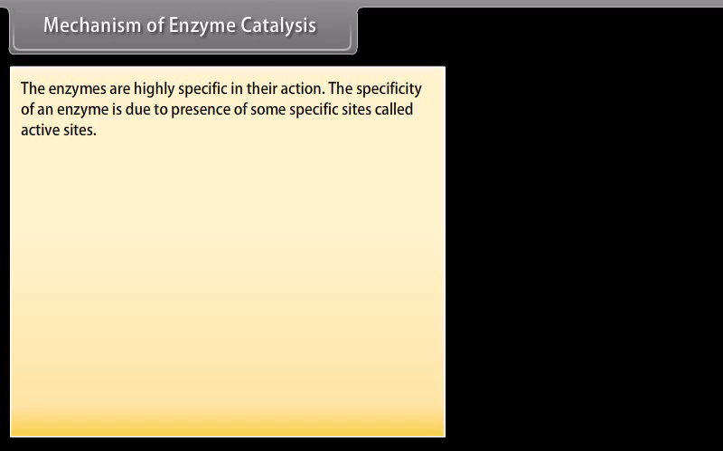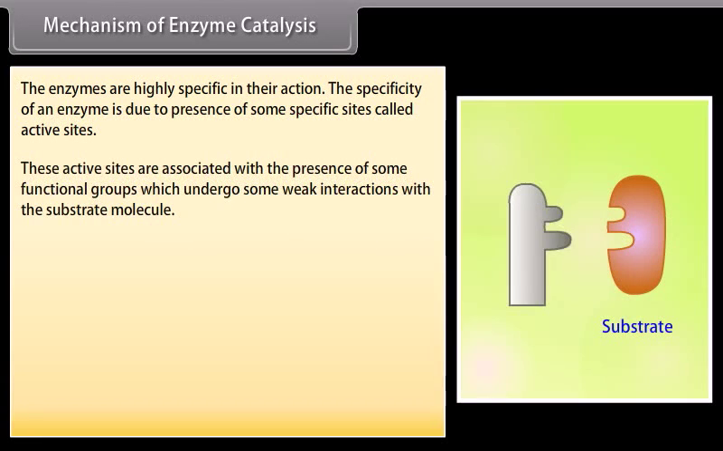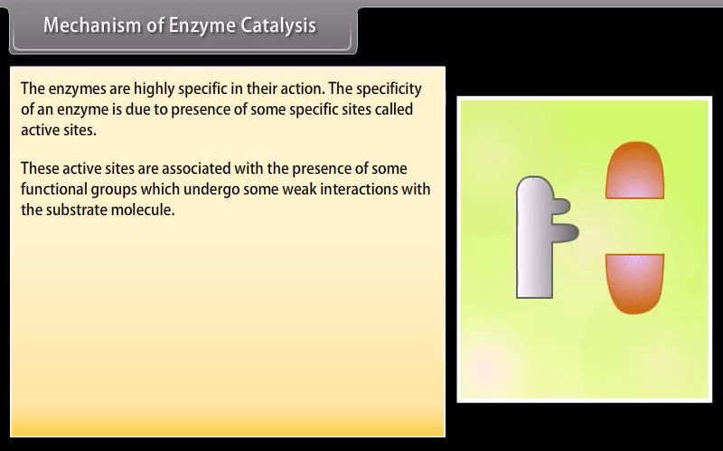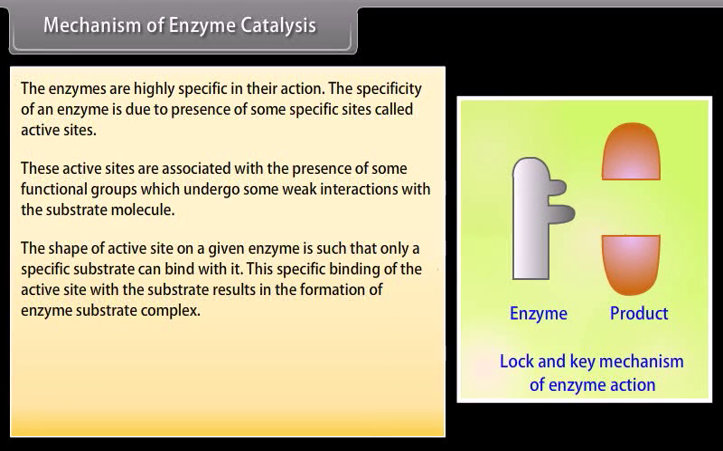Mechanism of enzyme catalysis. The enzymes are highly specific in their action. The specificity of an enzyme is due to presence of some specific sites called active sites. These active sites are associated with the presence of some functional groups which undergo some weak interactions with the substrate molecule. The shape of active site on a given enzyme is such that only a specific substrate can bind with it.